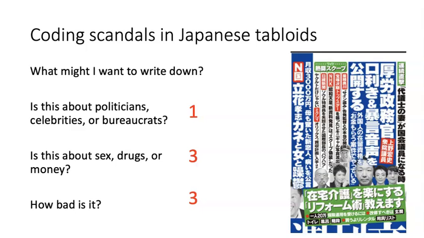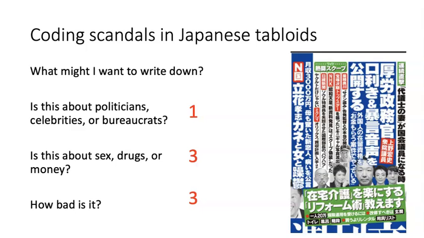The second story, about the politician, is a little more complicated. The politician is sort of the Japanese equivalent of a congressman working as the Secretary of Labor. He seems to be taking bribes from foreigners. Is it true? Who knows? But we can code it anyway. So we're coding it as a 1 for politicians, a 3 for money. How bad is it? These sort of things happen in Japanese politics all the time. He'll have to lay low for a while, though, I expect. So we'll call it a 3.